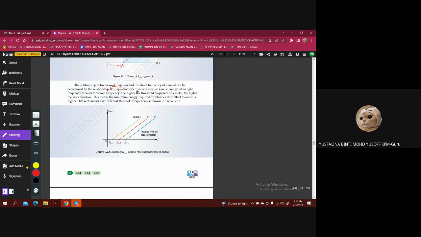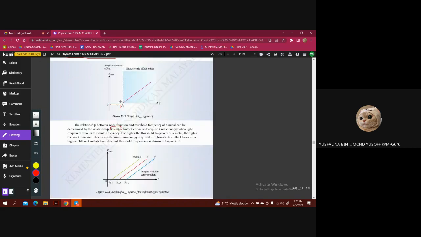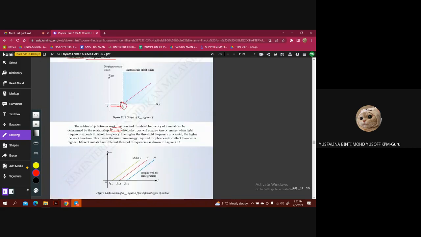So then after that, the photoelectron will acquire kinetic energy when light at frequency exceeds the threshold frequency. At this moment, f0, the kinetic energy is zero, because as I just told you, the energy is only enough to take the electron out from the metal surface, but it needs more energy to make sure the photoelectron can move. So if you increase, then you can see a movement there.